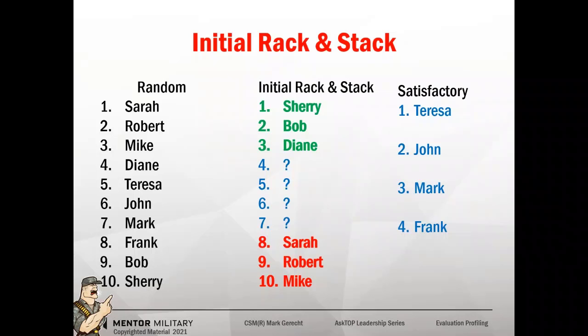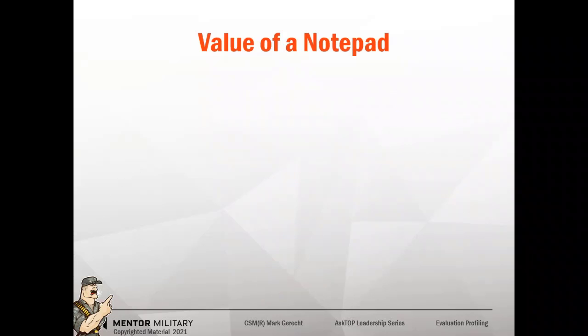Random was just based on everyday stuff. Initial was based on facts, and then satisfactory fell out in the middle, and we had to split hairs to get them to be where we wanted them in satisfactory order.